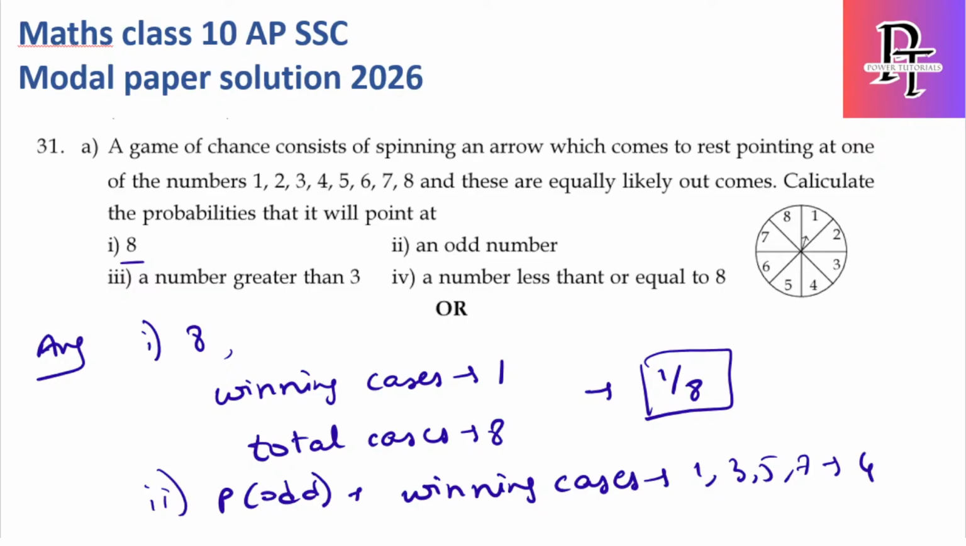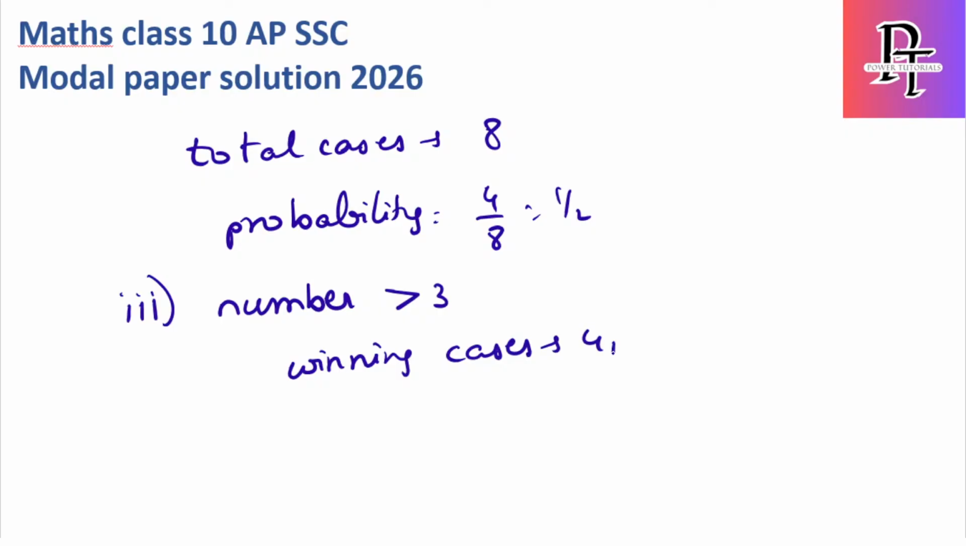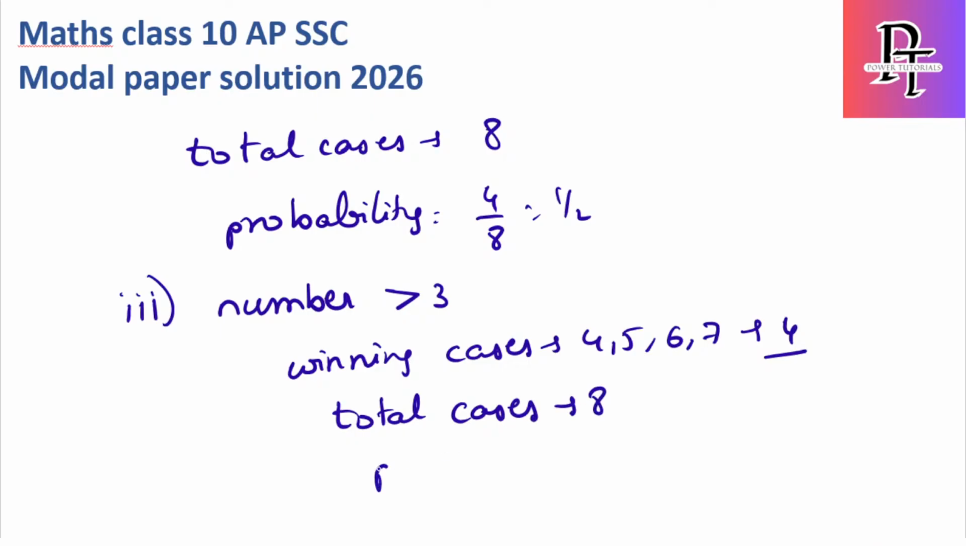Okay, and see the third one, number greater than 3. For a number greater than 3, the winning cases are 4, 5, 6 and 7. So the winning cases are 4 and the total cases are 8. Hence the probability is equal to 4 by 8. Again the answer is 1 by 2.